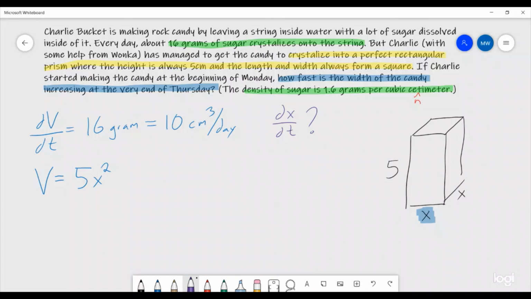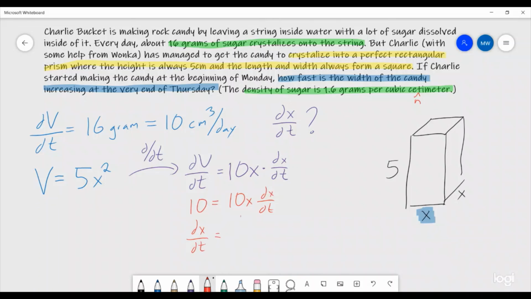Well, volume is 5x squared, so if we just take the derivative of everything with respect to t, we get that dV/dt is equal to 10x times dx/dt. Well, dV/dt, that's 10, so we can plug in the things we know. So we get 10 equals 10x dx/dt. So dx/dt is equal to 1 over x. Well, that was a nice number. That's a nice thing to be able to find. But the challenge with that is, what's x? What is x at the end of Thursday?